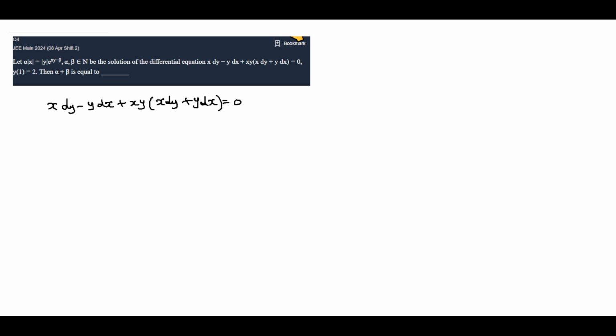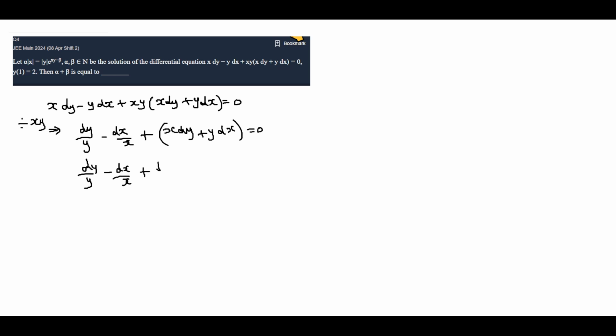Now throughout you have to divide with xy. So dy by y minus dx by x plus x dy plus y dx, which is equal to 0. So you can write it like dy by y minus dx by x plus d of xy equal to 0.